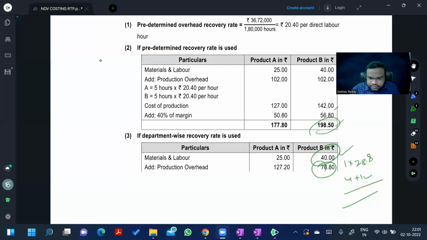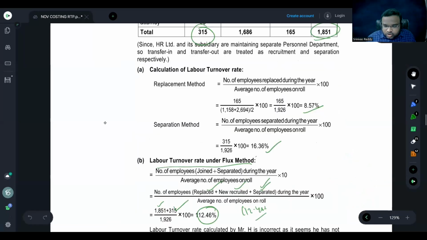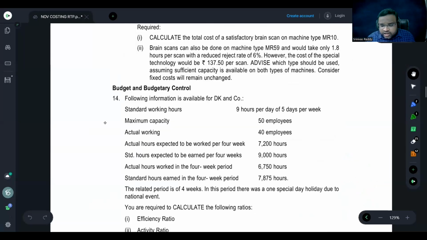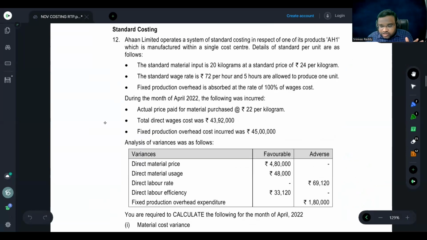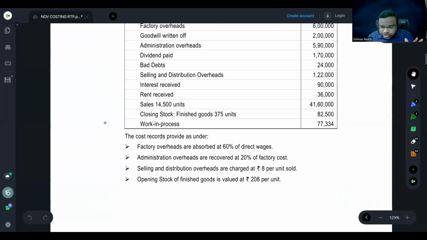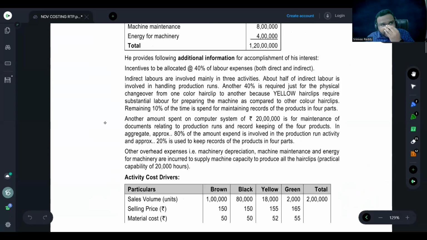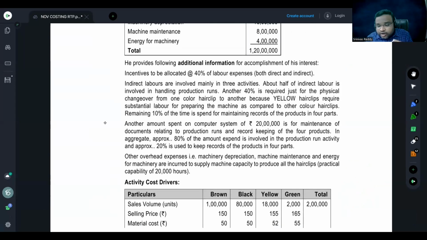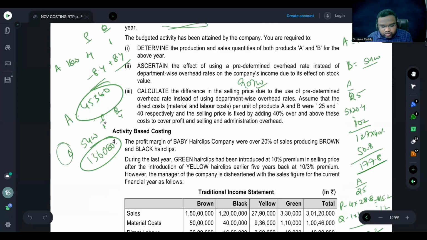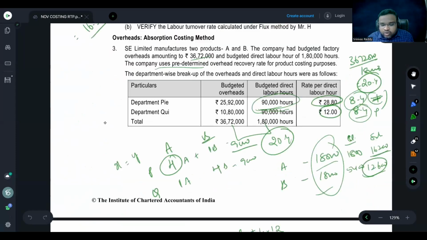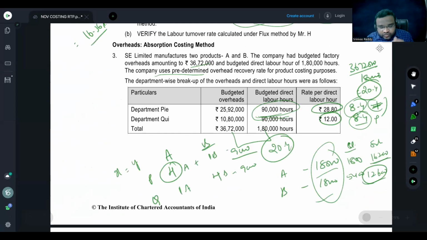So in the overhead chapter, please be focused on the calculation of primary distribution of overheads, secondary distribution of overheads, and different methods, and the calculation of machine hour rates. And the other important point is how you underabsorb or overabsorb overheads. The other questions would be like these questions, where they ask what is the effect of a single predetermined rate, and what is the effect of department recovery. Okay, right.